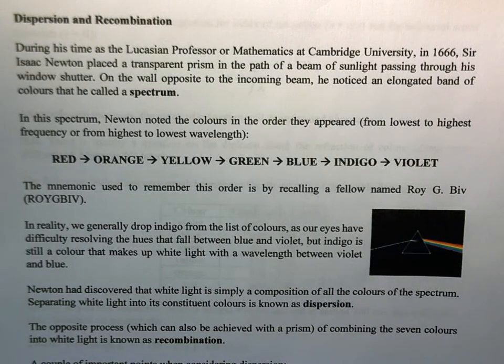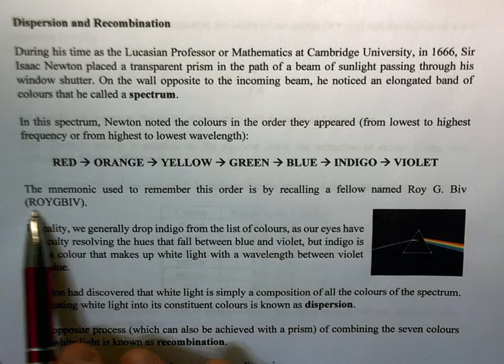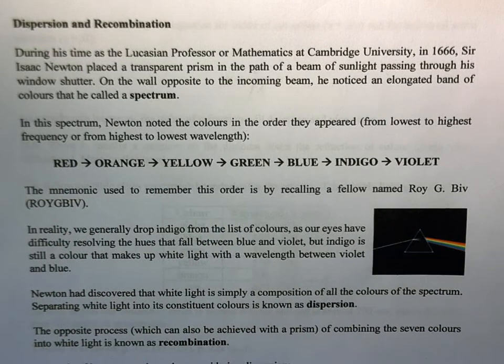Now, to remember this, you've probably learned a trick in elementary school. You learn to remember the name of a person named Roy G. Biv. So this is our mnemonic to remember the order of the colors, again, going from lowest to highest frequency.